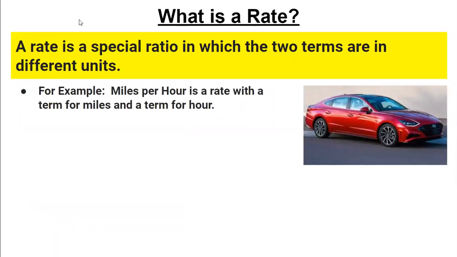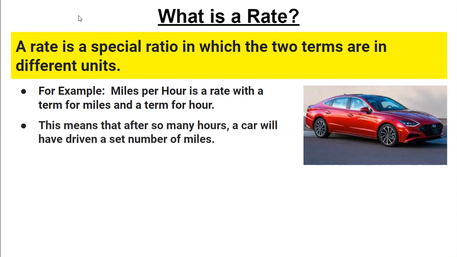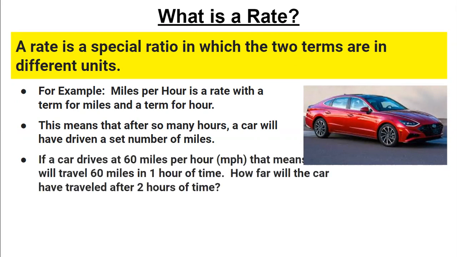For example, miles per hour is a rate with a term for miles and a term for hour. They're different units. This means that after so many hours, a car will have driven a set number of miles. So if a car drives at 60 miles per hour, that means it will travel 60 miles in 1 hour of time. So how far do you think the car is going to travel after 2 hours? If it goes 60 miles in 1 hour, how far will it go in 2 hours? Did you say 120?